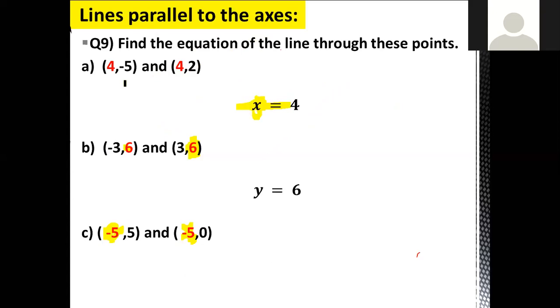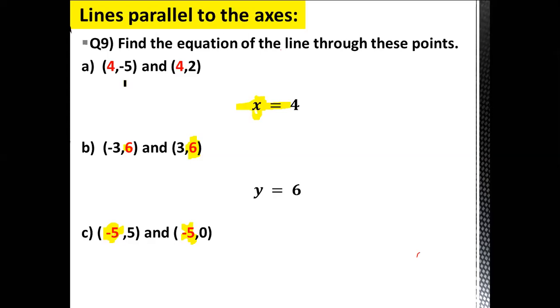Raghad. Yes, Raghad. Do you want to help me with this one? Yes, Raghad. Raghad, I unmuted you. No. Yes, I can hear you. Okay, Rahaf. Yes, teacher. Raghad answered us.